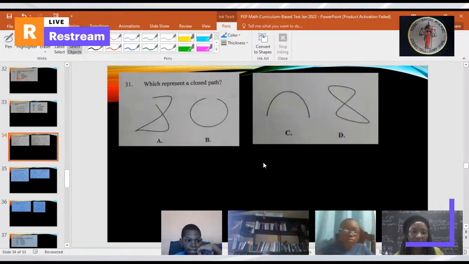Amari, 31. Okay, Miss. Number 31. Which represents a closed path? Number 31. Which represents a closed path? Miss, I would say D. All right. So the other three, we can see an opening here. There's an opening here. There's an opening here. So D is the one where it's completely closed.